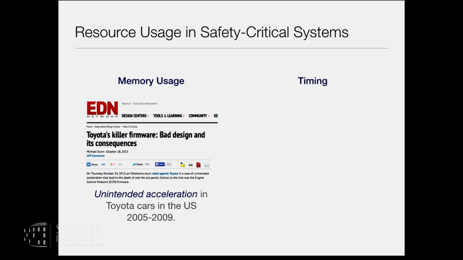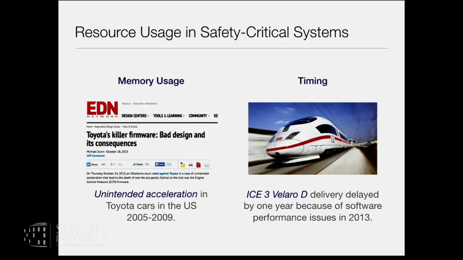Another example I have here is about timing. The EC3 train was produced by Siemens in Germany, and the delivery of the train was delayed for over a year because of timing issues with the software. If you would hit the brake, it would take more than 1 second till the signal gets sent from the software to the actual brake. This was considered to be unsafe, had to be fixed.